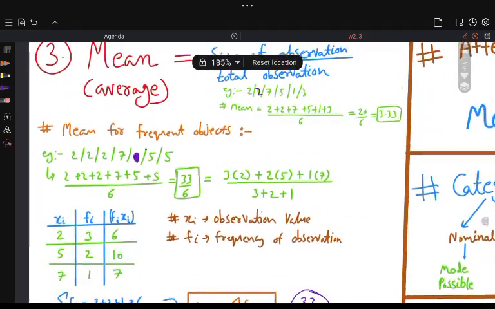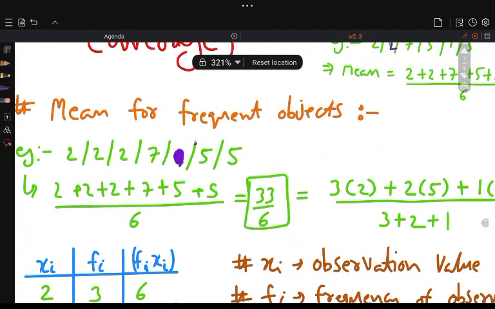Now mean for frequent observations. See, in this data set there are 6 elements, 1 2 3 4 5 6. It is not an element written by mistake. So see, we can simply add all of them and divide by 6. It will give us the answer.